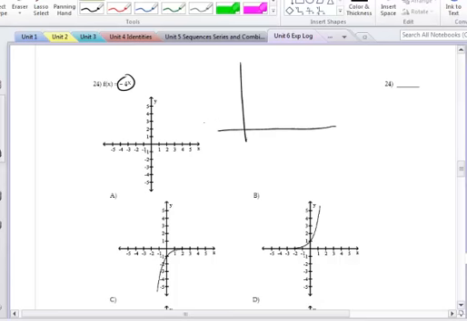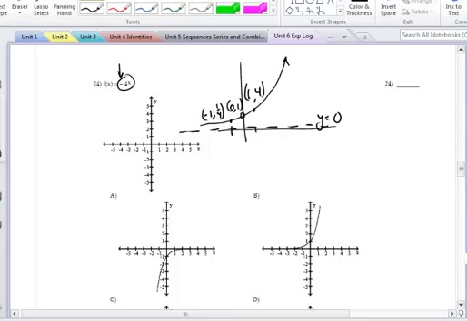Remember the general shape of 4 to the x looks like so, where you have 0, 1. At point 1 you're at 4 comma 1. I'm sorry, you're at 1 comma 4. And at negative 1, you're at negative 1 comma 1/4. And you have an asymptote right here at y equals 0.